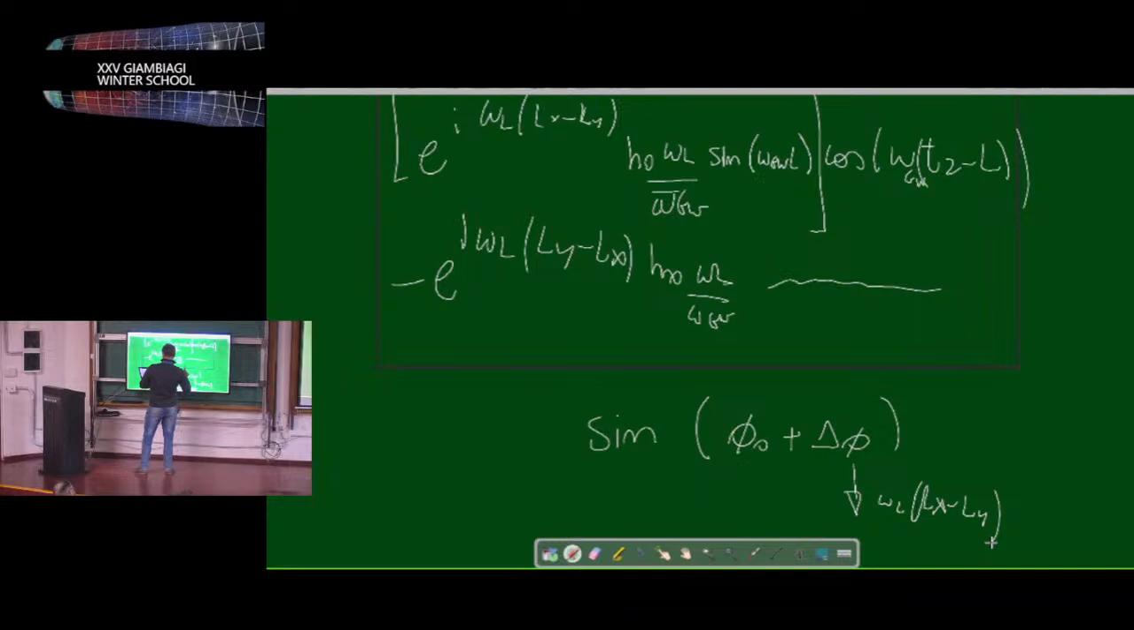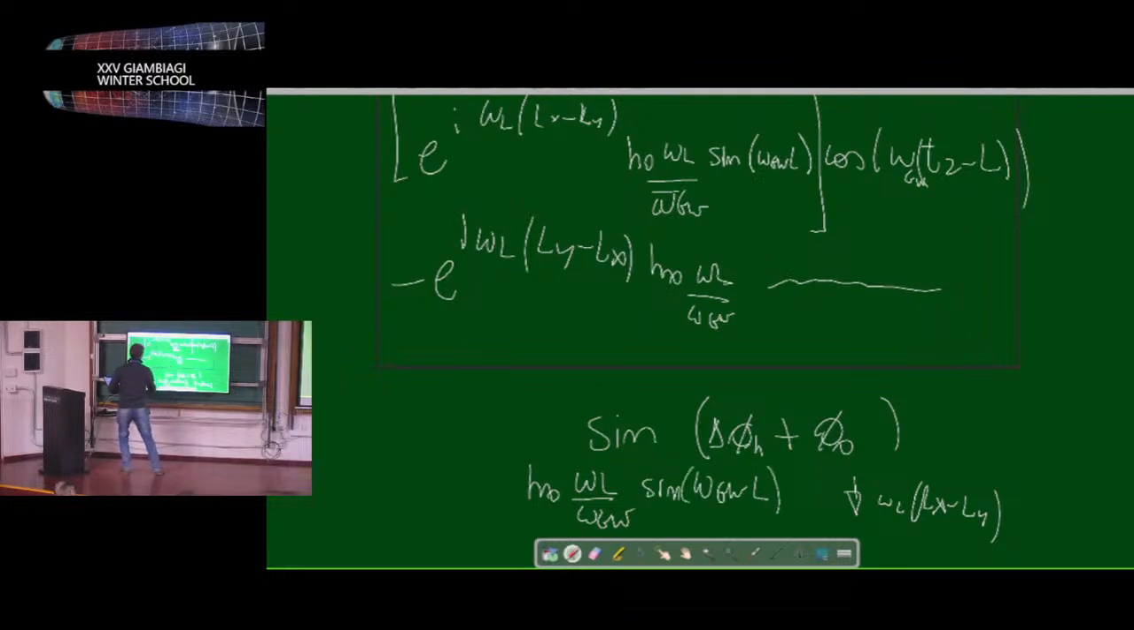Sorry, in the notes it is the other way. Phi 0 is this one, and this is the delta phi that depends on h. Phi 0 is the constant, and the delta phi that depends on h is h0, the amplitude of the gravitational wave, omega laser, that was there from the beginning, the phase is always modulated by the omega laser, 1 over omega gravitational wave that came out of the integral, and then there is this effect sinus of omega gravitational wave times L, and then there is the standard modulation cosinus of omega gravitational wave t.